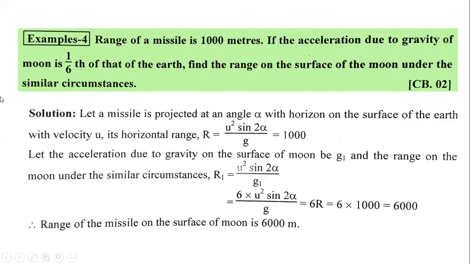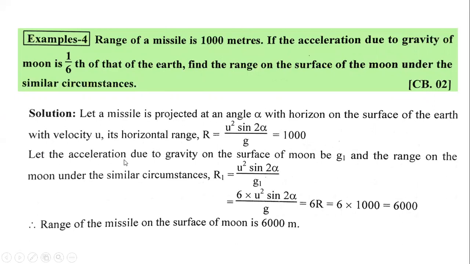Solution. Let a missile be projected at an angle alpha with the horizon on the surface of the Earth with velocity u. Its horizontal range is equal to u square sin 2 alpha by g, boys, that means 1000, because the range of the missile is 1000 meters.